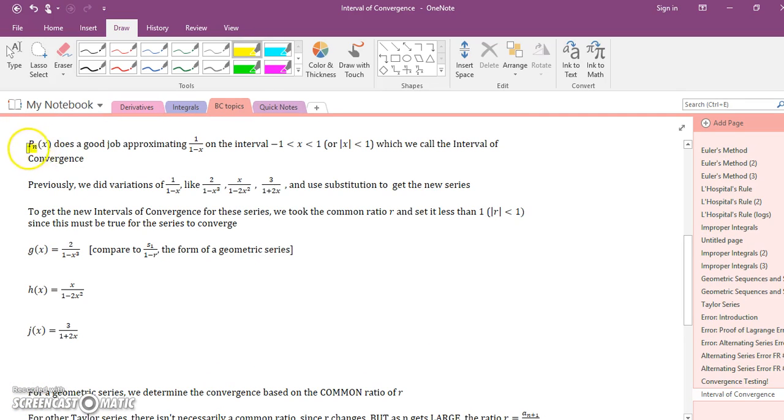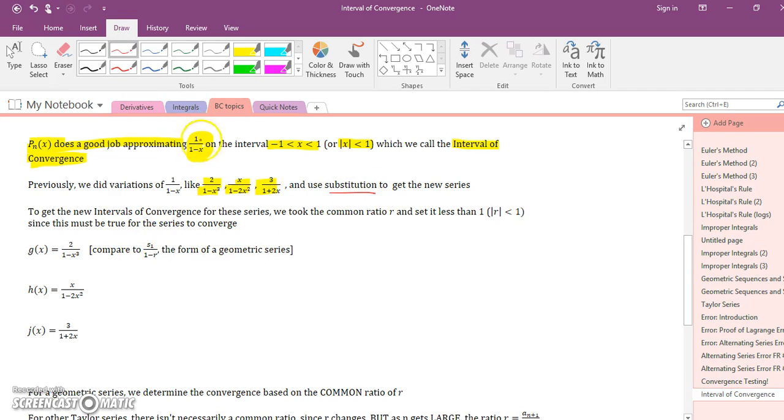So again, our polynomial does a good job approximating our function on this interval, or you can write it like that. That interval is called the interval of convergence. It's where the polynomial is very close to the function. Now in class, if you're following along with your earlier notes, we did functions like this, this, and this, which are slight variations of this. And we use substitution to write out those new series with very little work to be done.